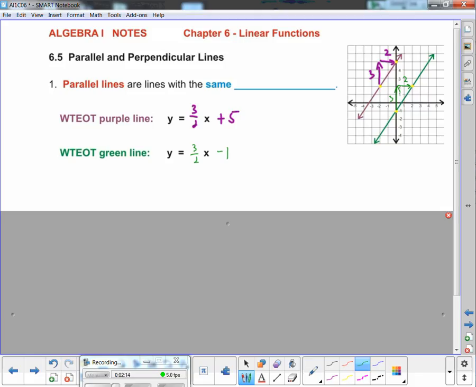So what have you noticed about the purple line and the green line? Abby? They have the same slope. And what else are they? They are what kind of lines? Parallel lines. So the conclusion is parallel lines have the same slope.